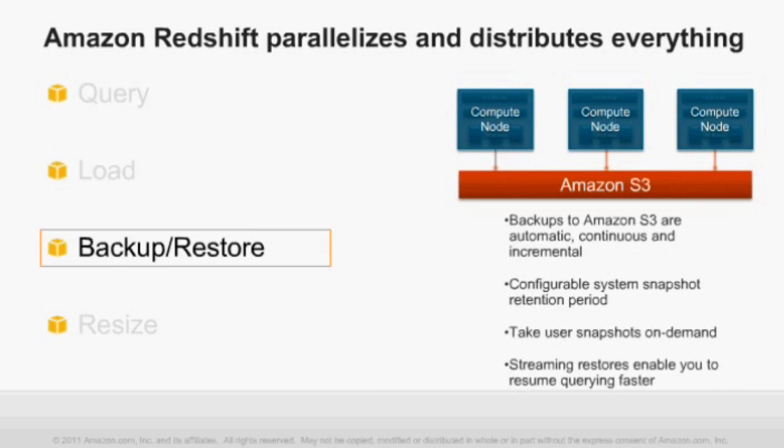And so there's also a system snapshot period, and that's configurable. The default is 1 day, but you can set it up to be up to 35 days. And then we'll just age out the data as that time window slides past your time. And so you can also create user snapshots at any time.